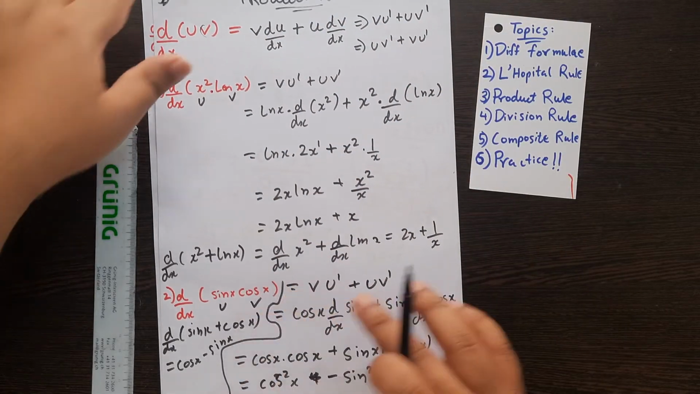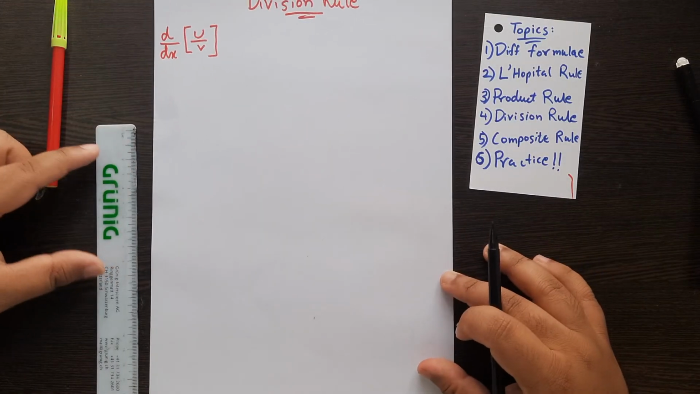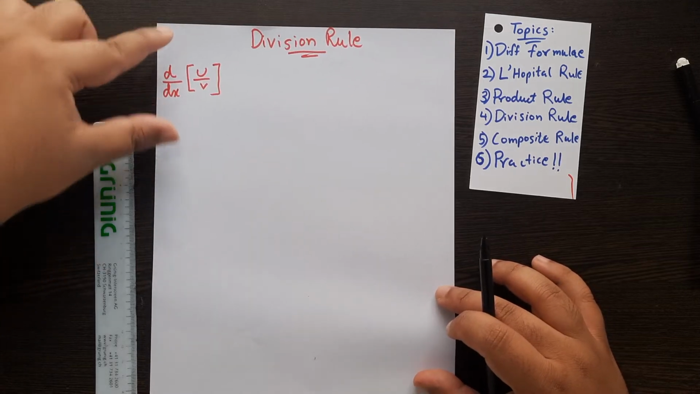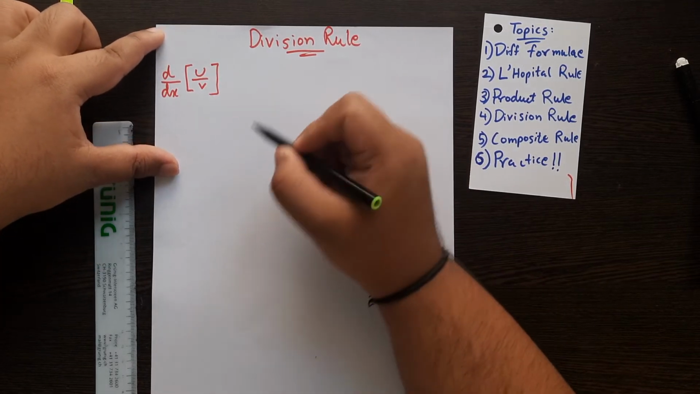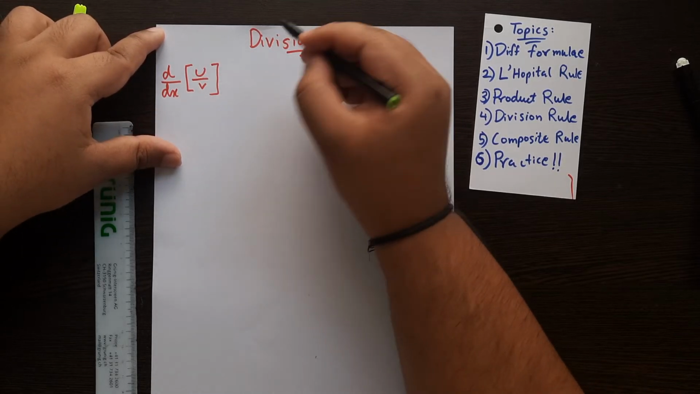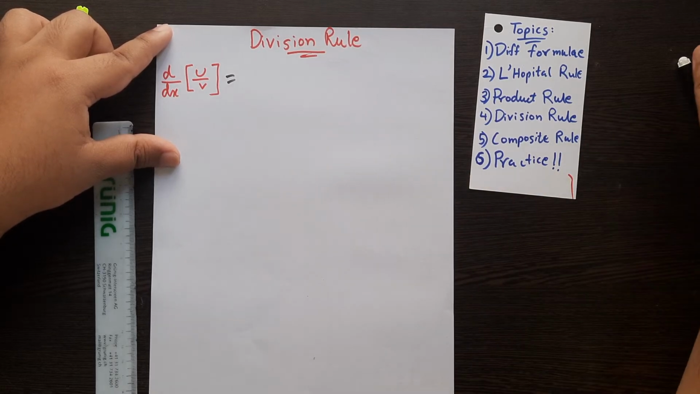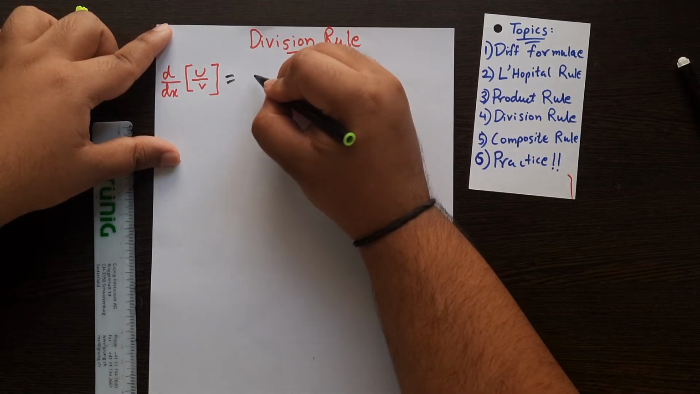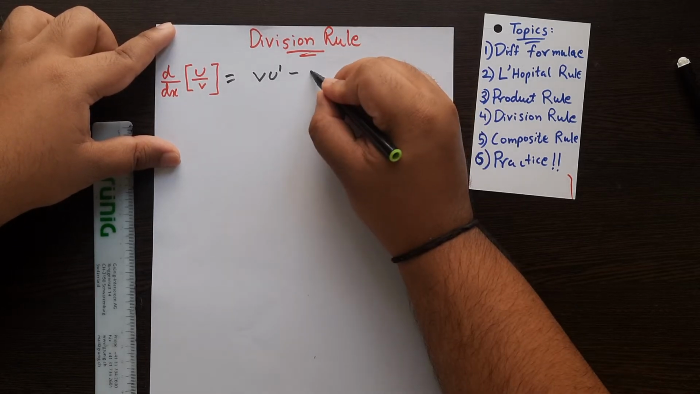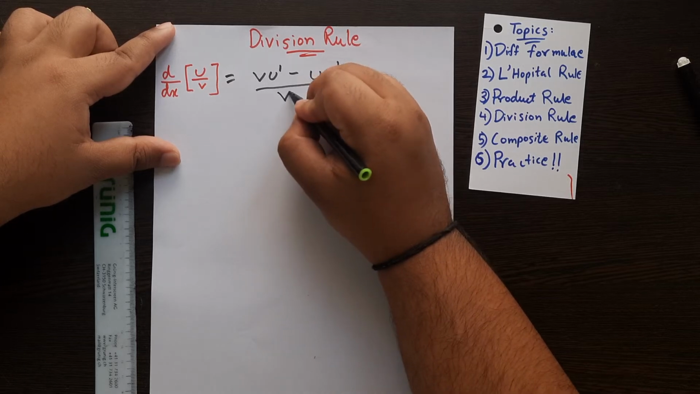Alright. So now next, I'll be going into something known as the division rule. Suppose now the terms are u by v. Not uv, but u by v. Then what we have to do is, this is a bit complicated, but I'm pretty sure everyone will be able to learn. It is v u dash minus u v dash divided by v square.